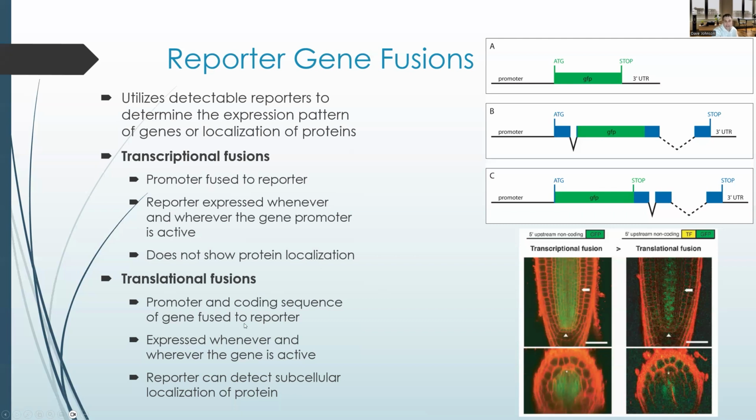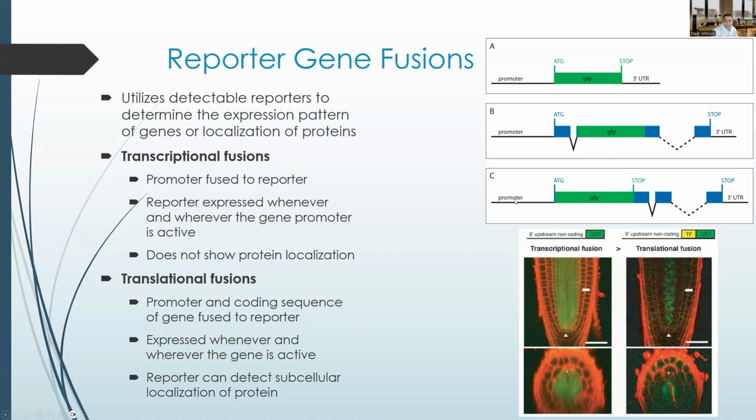The next question we're going to ask ourselves is, okay, well, what if we want to know about the protein? Where in the cell is the protein expressed? Not just when, not just its abundance, but where. This requires a translational fusion. So again, instead of just taking the promoter and fusing it to GFP, we have to take the promoter and the entire coding sequence of the gene and attach GFP to it.